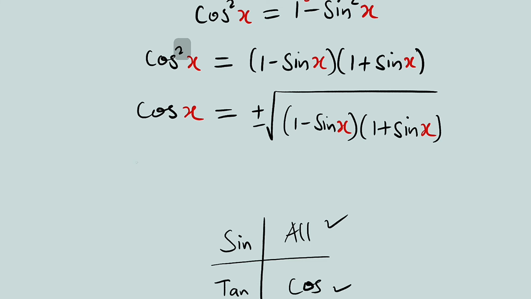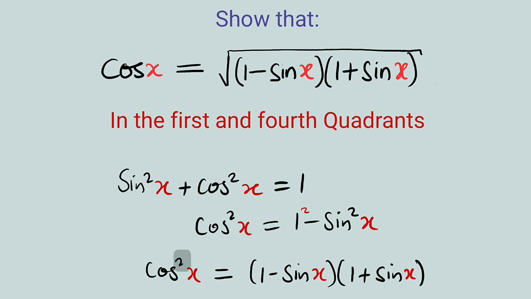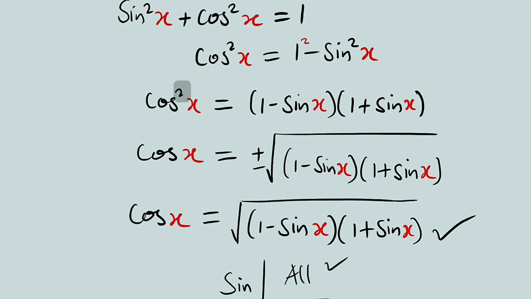Finally, we say that cos x is equal to the square root of 1 minus sine x multiplied by 1 plus sine x. And if you consider this and what we are given, they are exactly the same, and hence proved.